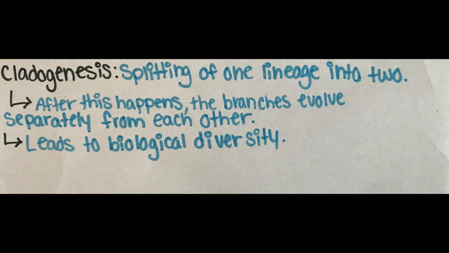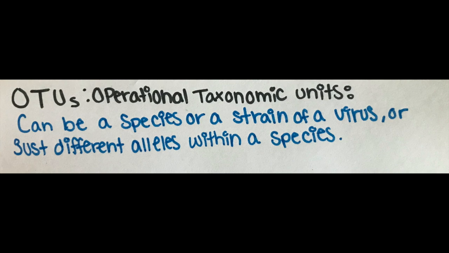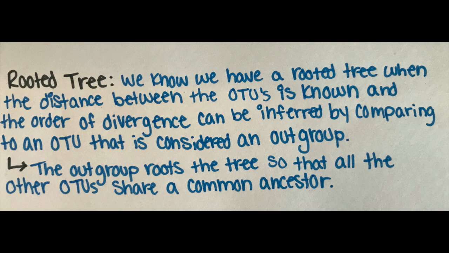Cladogenesis is the splitting of one lineage into two. After this happens, the branches evolve separately from each other. This often leads to biological diversity. OTUs, or operational taxonomic units, can be a species or a strain of virus, or even just different alleles within a species. There are two different kinds of phylogenetic trees, unrooted and rooted.